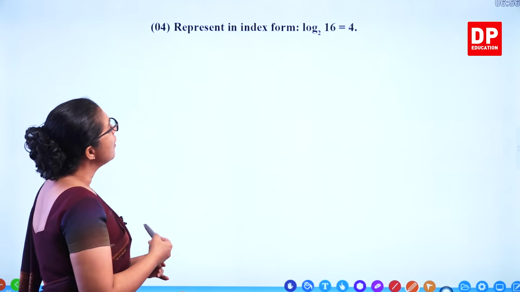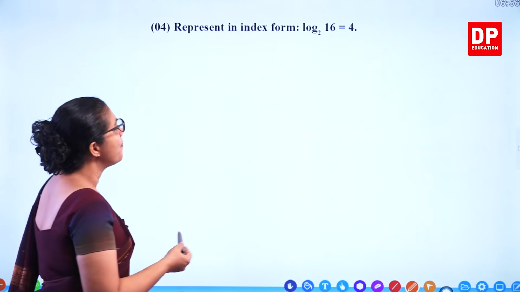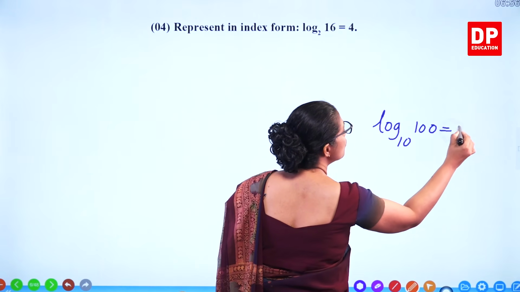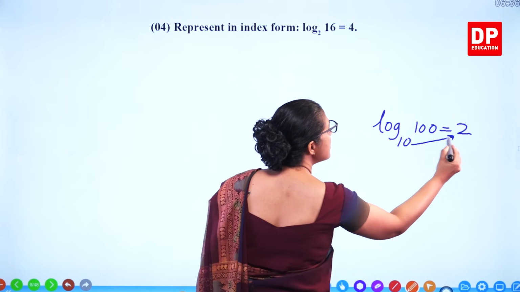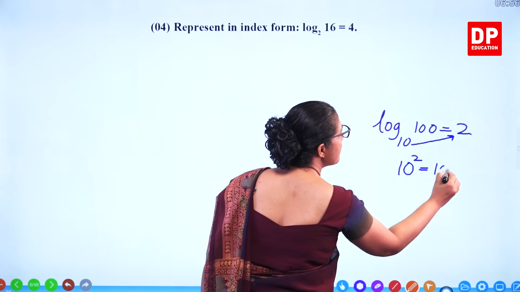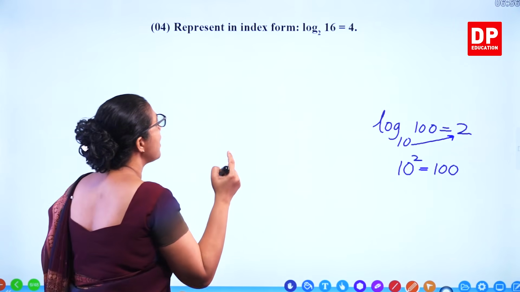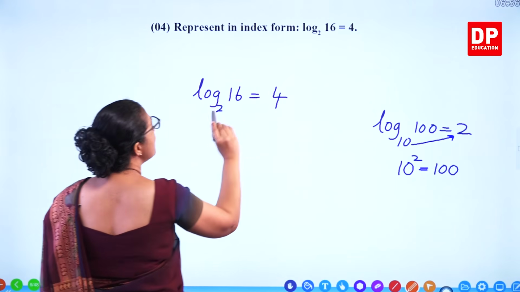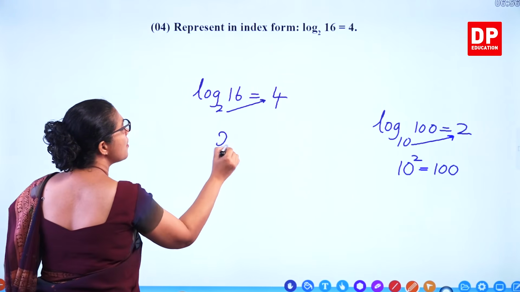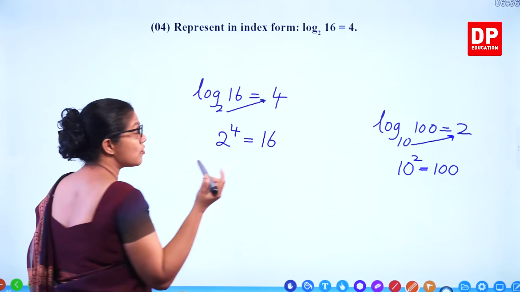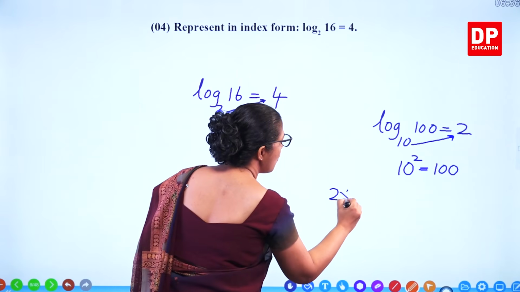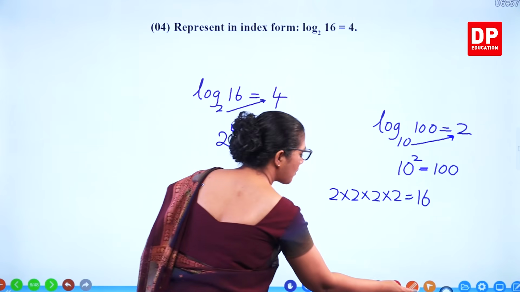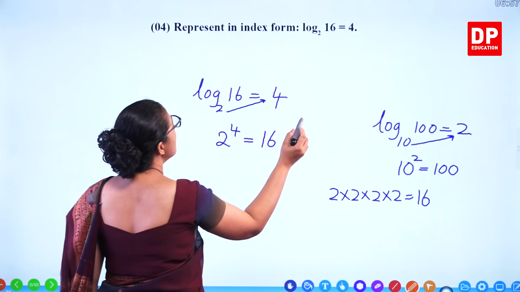Question number 4, log notation. You are asked to write in index form. Log 10 base 100 is equal to 2. So how do you write in index notation? We consider 10 to the power 2 is 100. So remember that. So how do you write down this one? Log 2 base 16 is equal to 4. That means when you take this way, 2 to the power 4 is 16. So that's true. 2 times 2 times 2, 4 times you get 16. So you get 2 marks straight away.